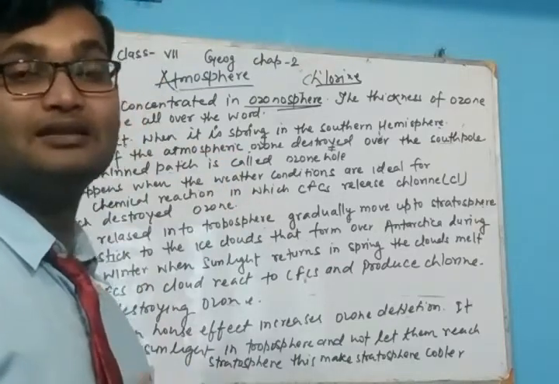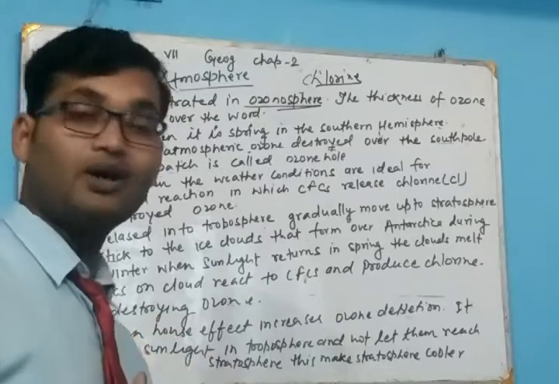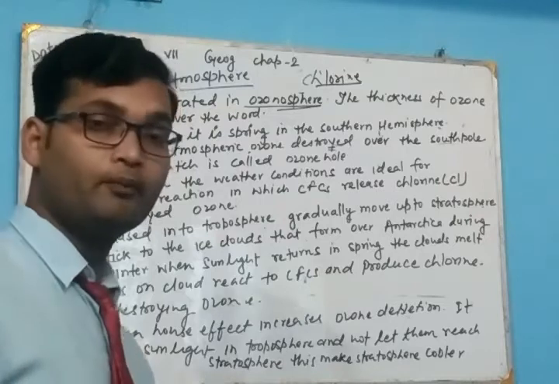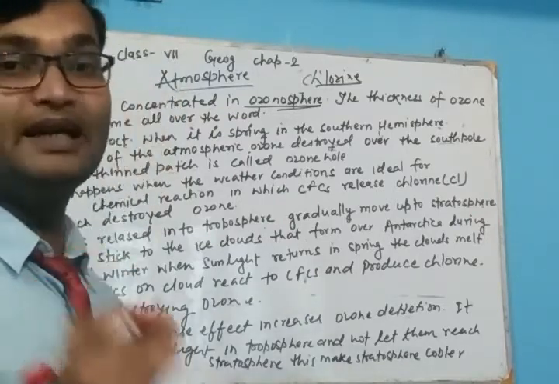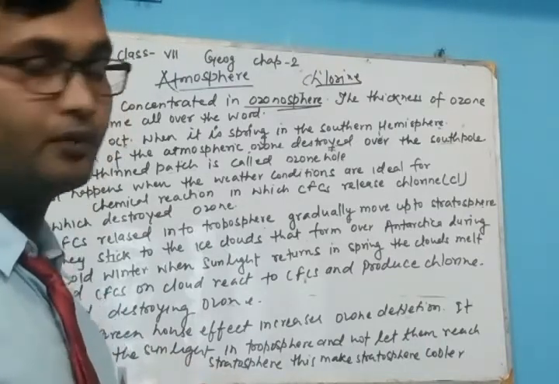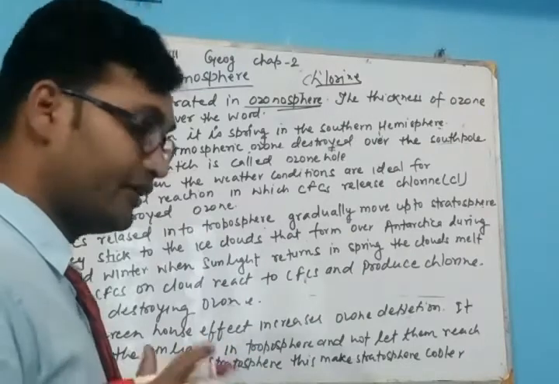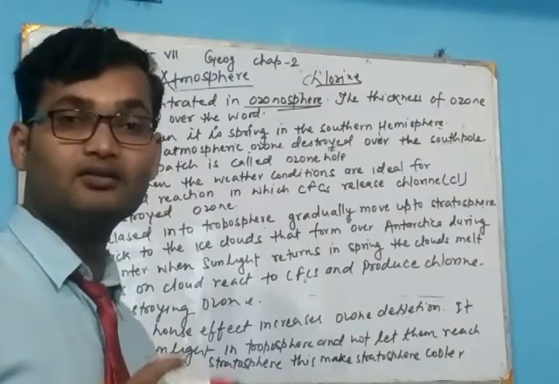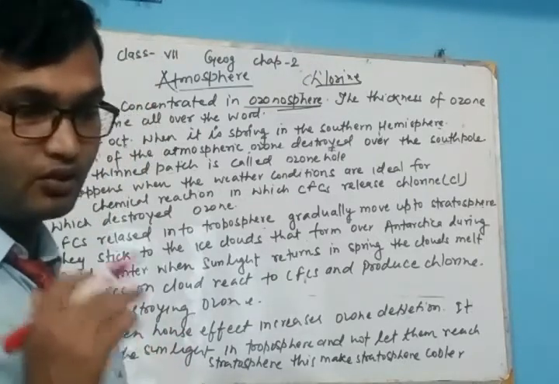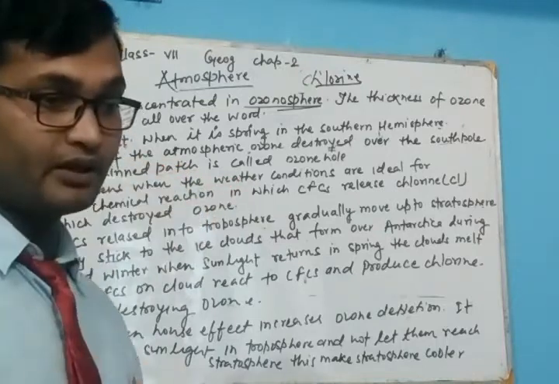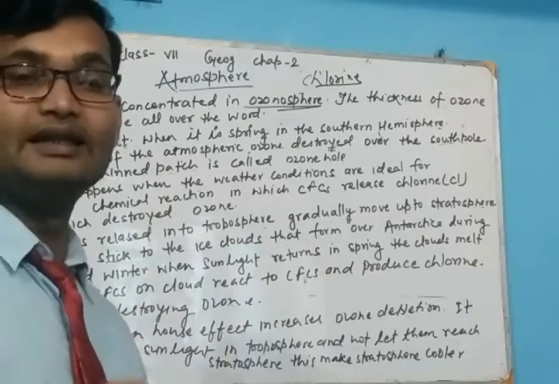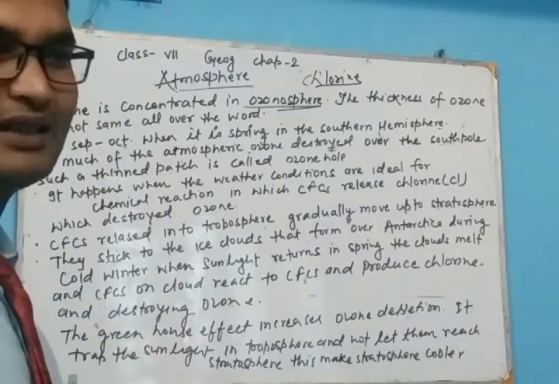How does the chlorine reach the ozone layer? What is the cause behind it? Let's see. First of all, you know the ozone is mainly concentrated in the ozonosphere, that is the stratosphere. When we are emitting CFCs, chlorofluorocarbon, it is a very main cause of the depletion. It is released by the refrigerator, spray, etc.